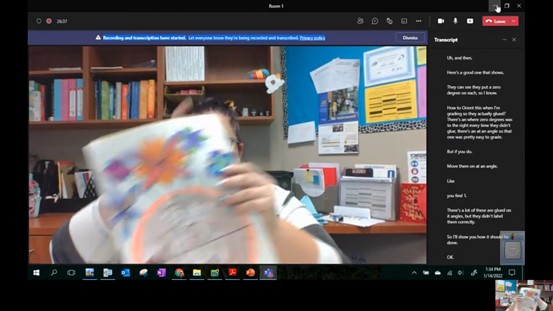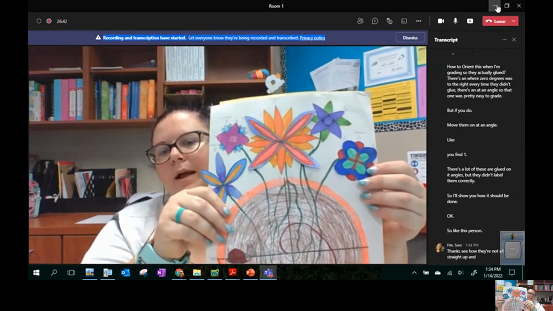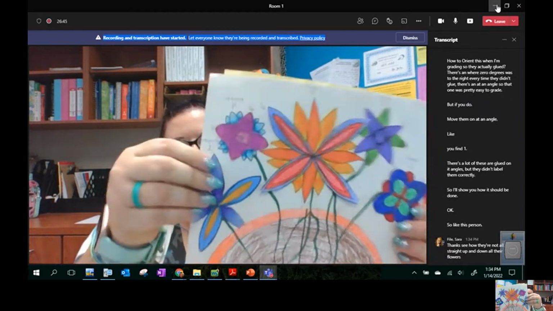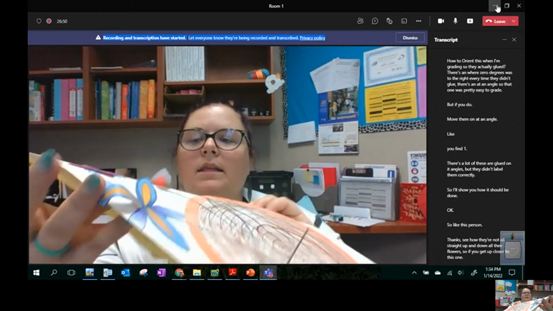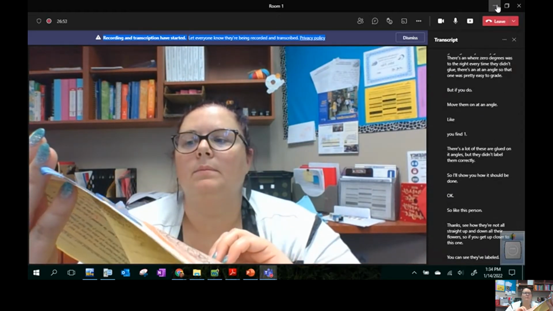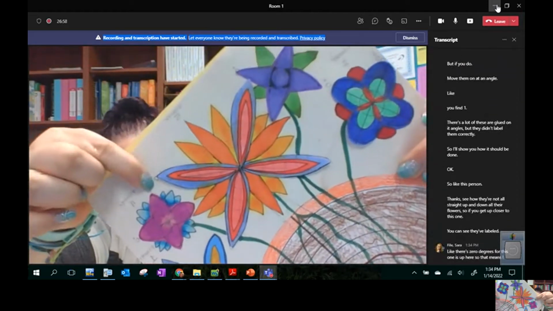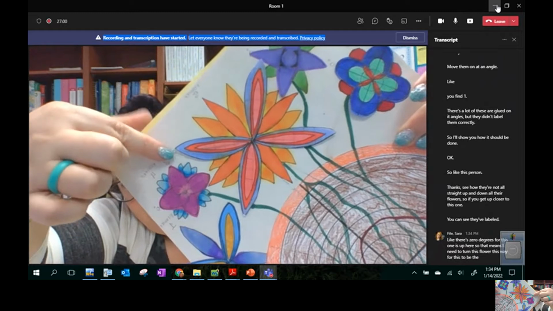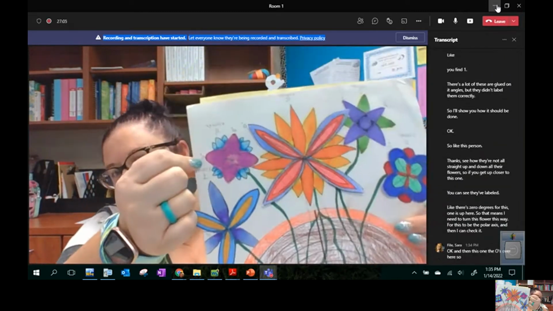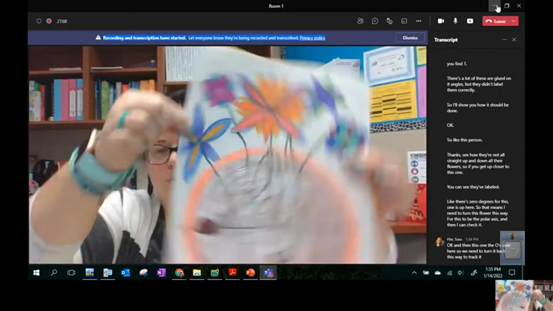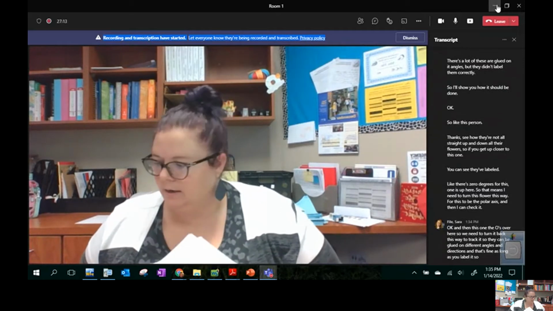Okay, so like this person's, they see how they're not all straight up and down, all their flowers. So if I get up closer to this one, you can see they've labeled their 0 degrees for this one is up here. So that means I need to turn this flower this way for this to be the polar axis, and then I can check it. Okay, and then this one, the 0's over here, so I need to turn it back this way to check it. So they can be glued on at different angles and directions, and that's fine as long as you label it so that I know how to grade it.